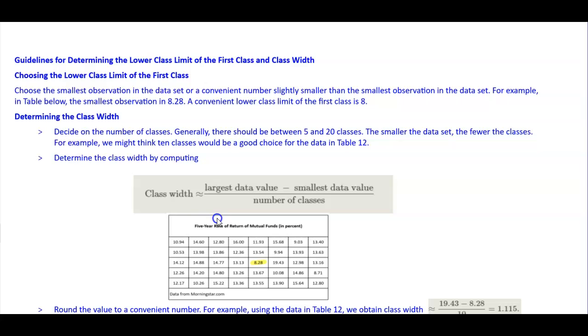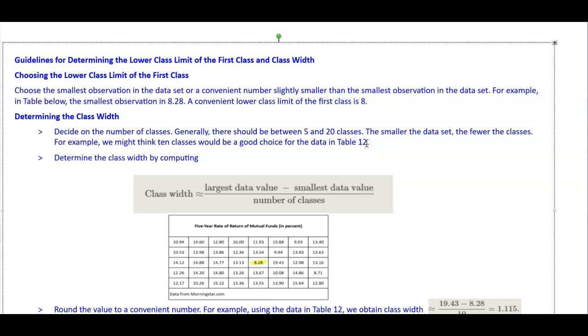Now, determining the class width, we're going to decide on the number of classes. Generally, there should be between 5 and 20 classes. The smaller the data set, the fewer the classes. So for example, we might think 10 classes would be a good choice for the data in the table below. So we'll write that below because that's what we're dealing with here. We're looking at the table below.